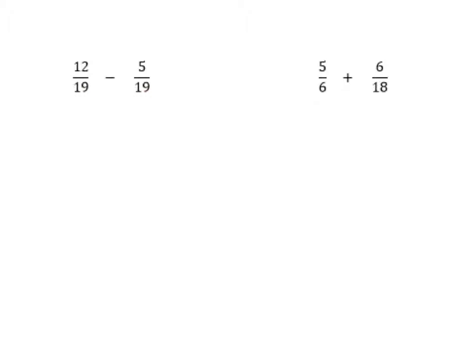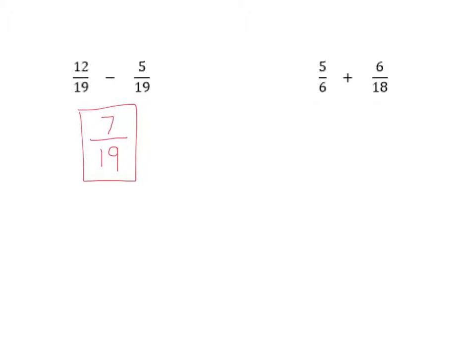All you're going to do is go ahead and do the operation, but you do it with the numerators. So I'm going to do a 12 minus 5, so that'll get me a 7. And the denominator always just stays the same, so it'll just be 7/19. 12/19 minus 5/19 is 7/19.